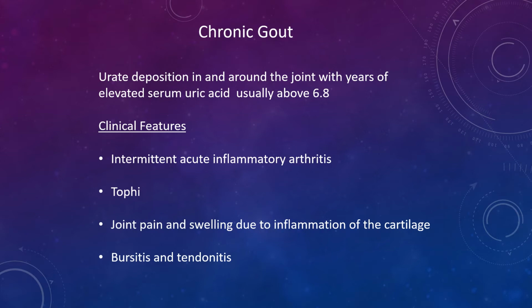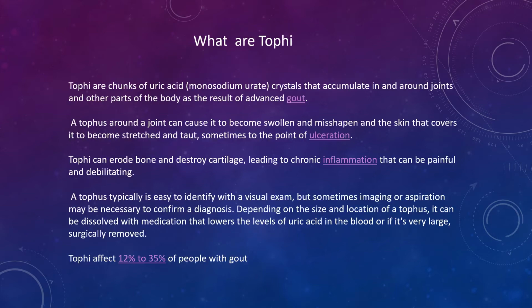The clinical features include an acute intermittent inflammatory arthritis, tophi, joint pain and swelling due to inflammation of the cartilage, and bursitis and tendinitis. Now, what are tophi? Tophi are chunks of uric acid crystals that accumulate in and around the joints and other parts of the body as a result of advanced gout. Tophi surrounding a joint can cause that joint to become swollen and misshapen, and the skin that covers it to become stretched and taut, sometimes to the point of ulceration. Tophi can erode bone and destroy cartilage, leading to chronic inflammation that can be painful and debilitating.